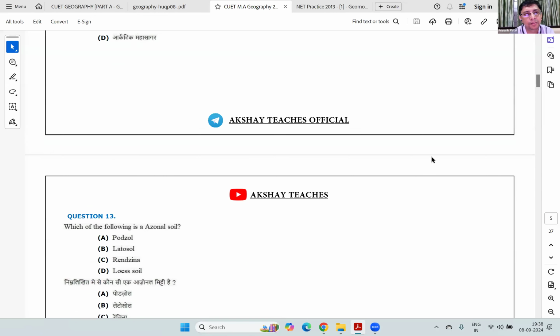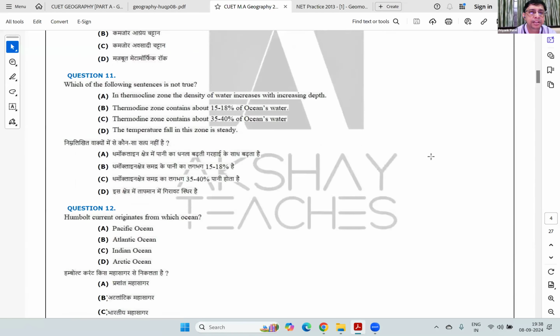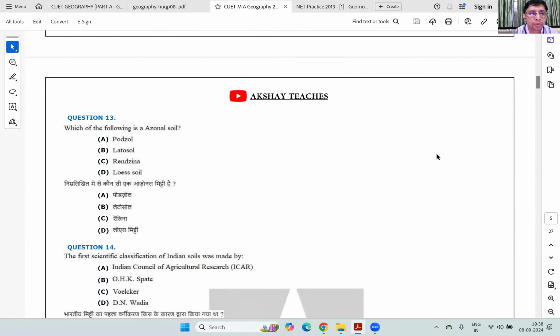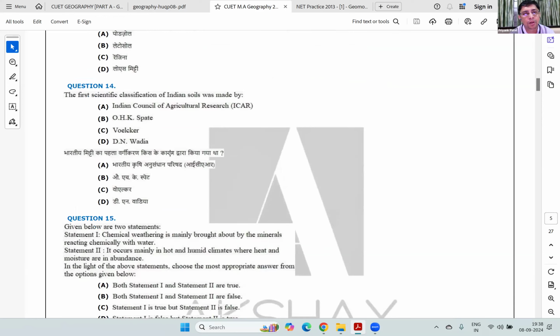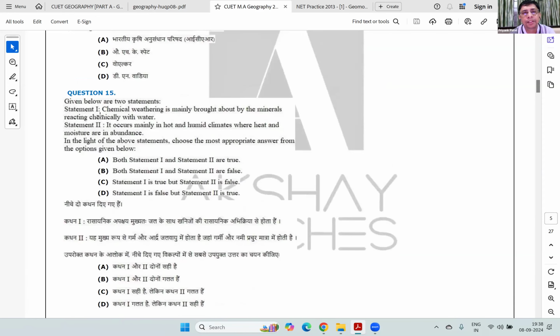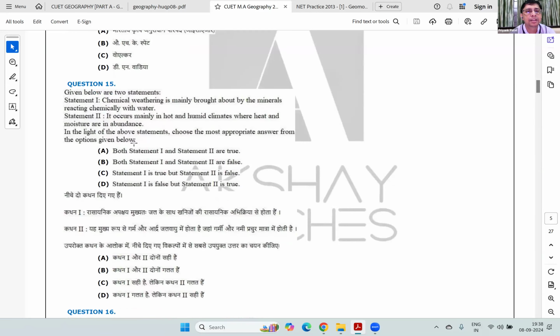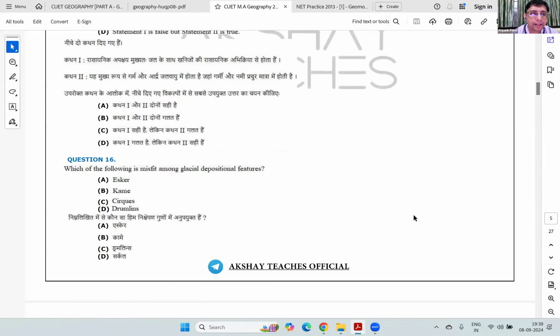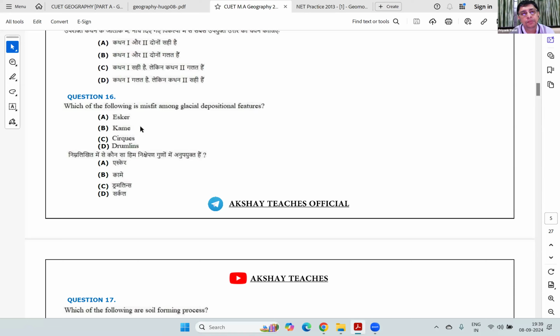There are questions on pedology. There are questions on the ocean currents. There are questions on thermohaline distribution in the oceans, right? Then classification of Indian soils. Then there's a question on weathering: chemical weathering is brought about by minerals reacting chemically with water, and it occurs mainly in hot and humid climates. So are both correct? Is the first one correct and the second one wrong, or the second one correct and the first one wrong? So you'll also have these reasoning kind of statements, right? This is something you have to decide and find out. All right. Then, which of the following features is not a glacial depositional feature? So obviously A, B, and D are all glacial depositional features.